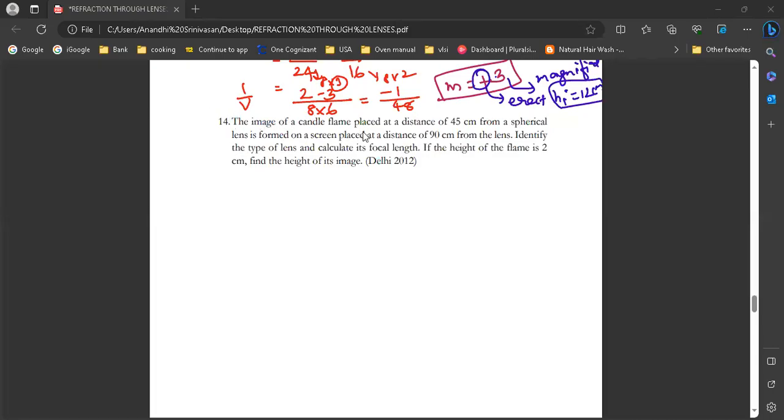The image of a candle flame placed at a distance of 45 centimeter from a spherical lens is formed on a screen placed at a distance of 90 centimeter from the lens. Identify the type of lens and calculate its focal length. If the height of the flame is 2 centimeter, find the height of its image.